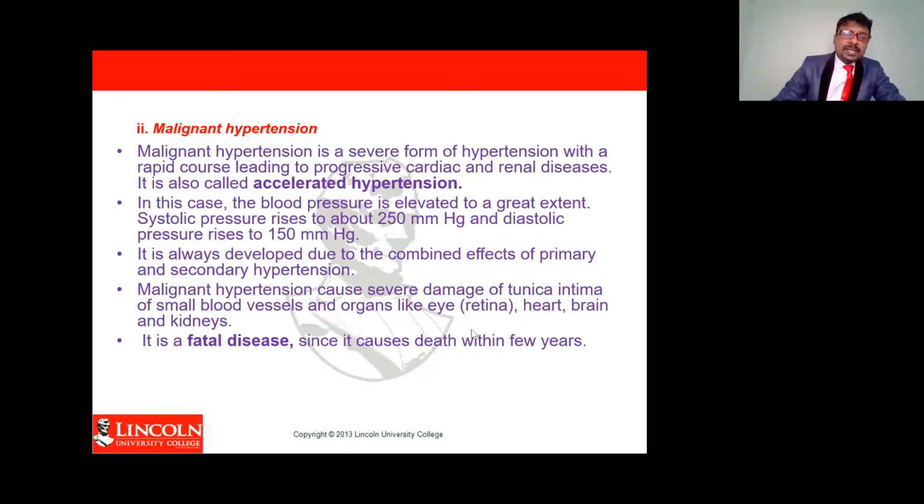Because of this malignant hypertension, organs like the eye, that is the retina, the heart and brain, and the kidneys, these major vital organs are going to be affected. So it may cause damage, and there is a chance of death. So that's the reason this malignant hypertension is also called a fatal disease. Fatal means death. So that's all about primary hypertension.